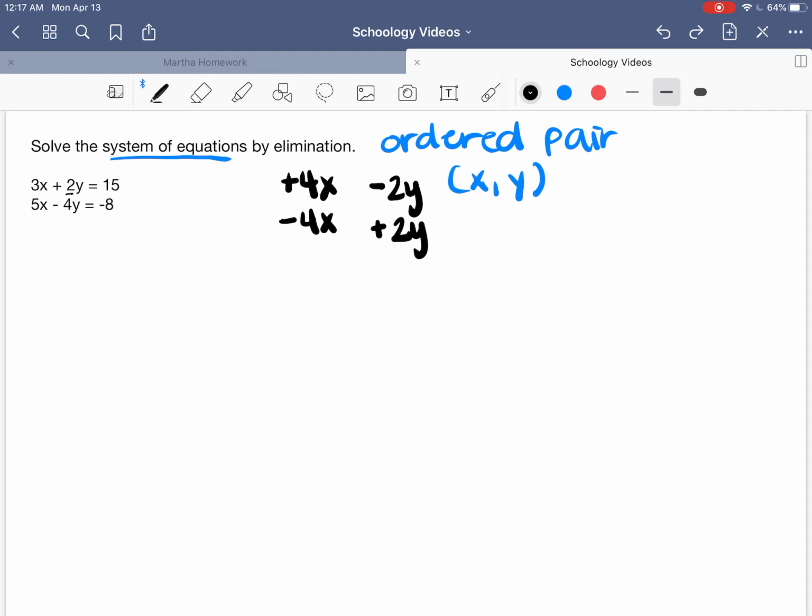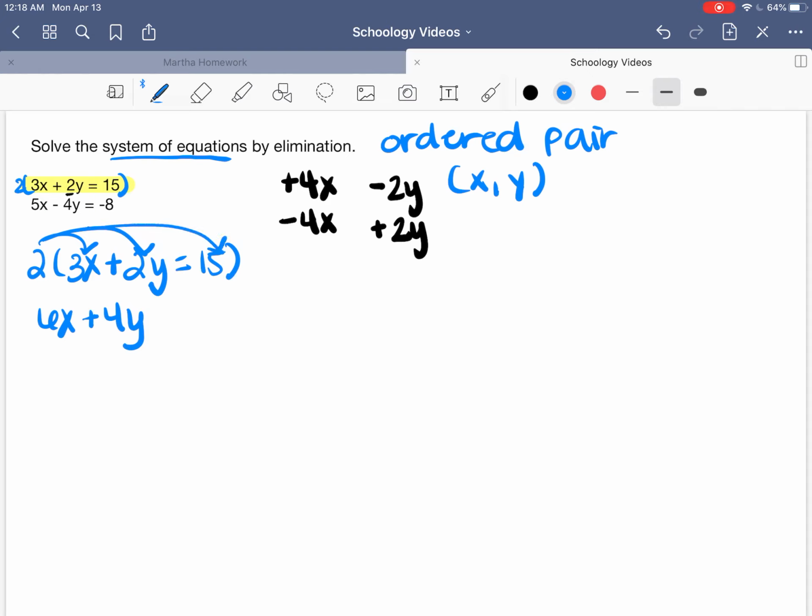Logically, it would be to multiply this 2 by 2 to get 4. But I cannot just do it to that 2 right there. I have to do it to the entire equation. So the whole thing, I'm going to multiply it by 2. All right, so let's multiply 2 times 3x, 2y, and 15. What is 2 times 3x? 6x. What is 2 times 2y? 4y. And 2 times 15 is 30.